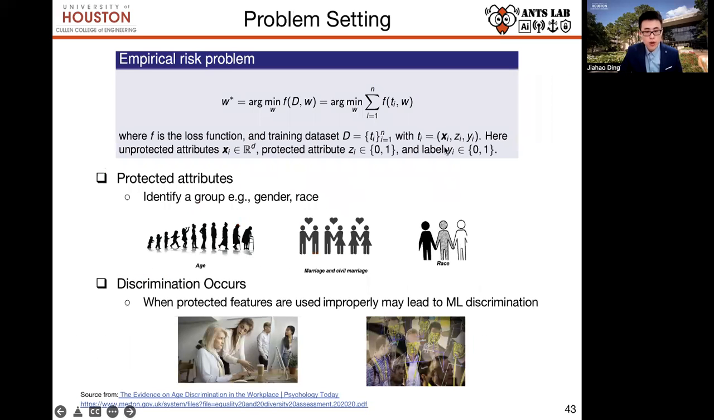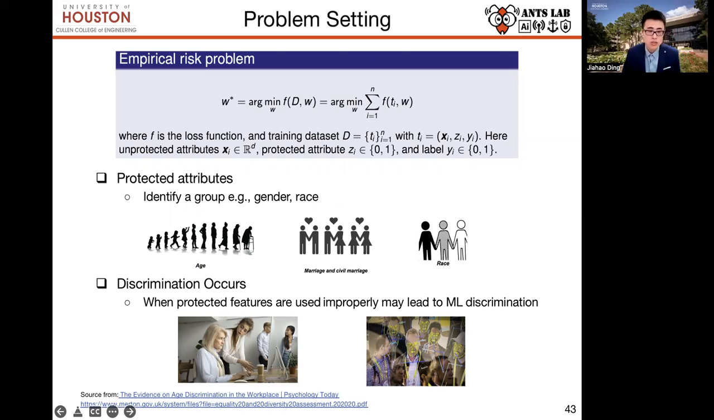In this work, we aim to solve this empirical risk minimization problem. Here D is the local data, and W is the model. D includes N data samples Di, and each Di is a tuple with three terms: Xi, Zi, and Yi. Xi means the unprotected attributes, Zi means the protected attributes, and Yi is the label.